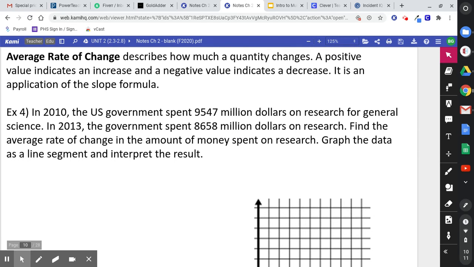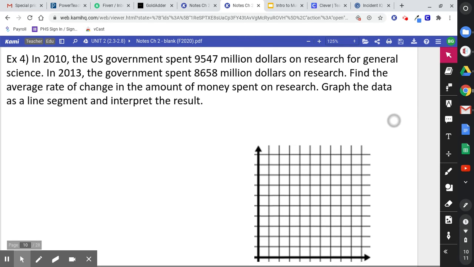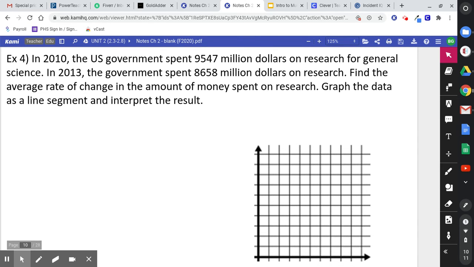Average rate of change describes how much a quantity changes. A positive value indicates an increase and a negative value indicates a decrease. It is an application of the slope formula. So you're going to see a rate of change problem, or you're going to see a story problem, and it's going to look super complicated, but basically it's just the slope formula. In 2010, the government spent that amount of money on research. In 2013, the government spent a second amount of money on research. Find the average rate of change in the amount of money spent on research.